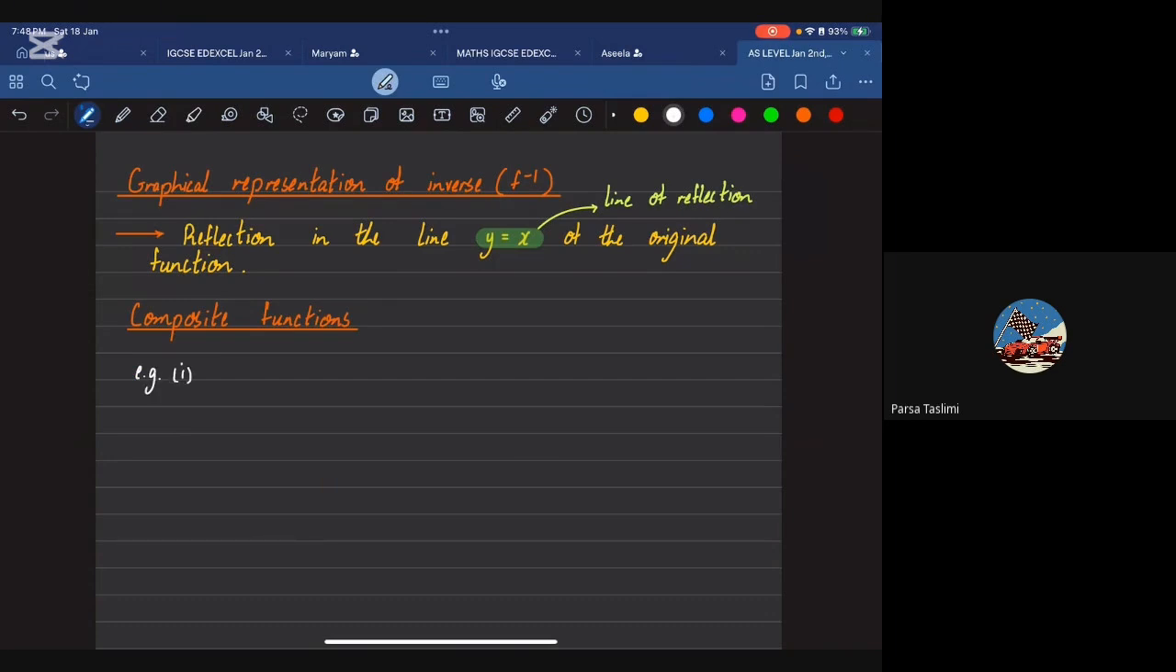There's a question, this was a past paper question, that there's a function written as f of x is equal to x minus 2. Okay, easy example. And this is the given domain.